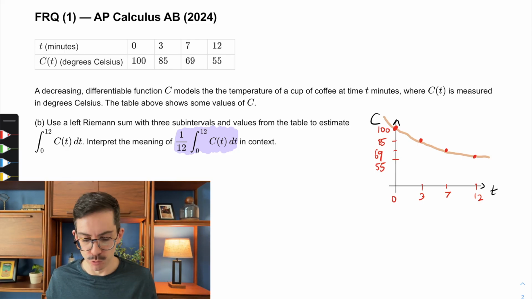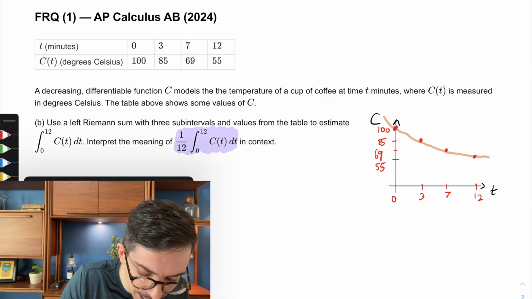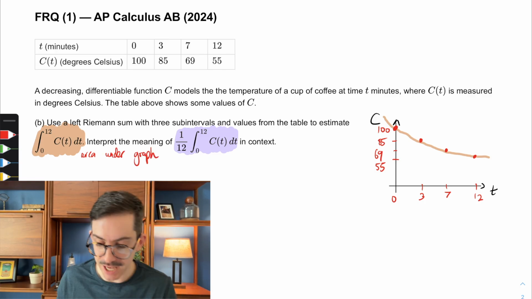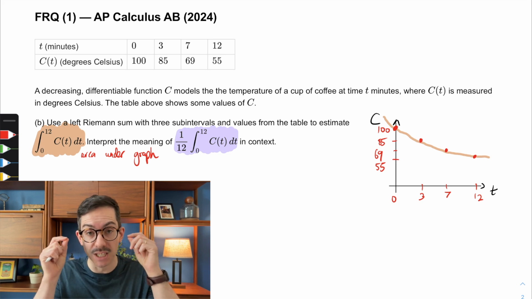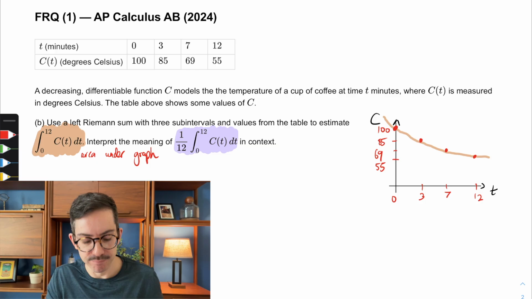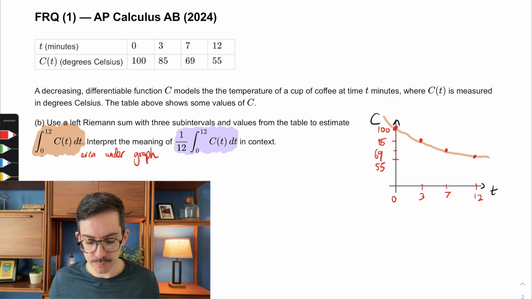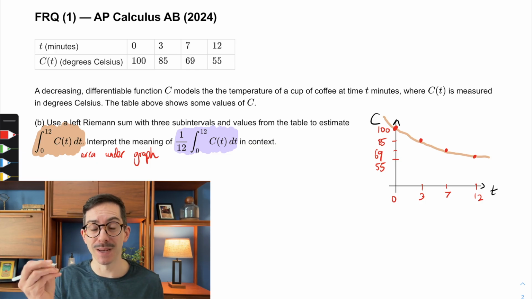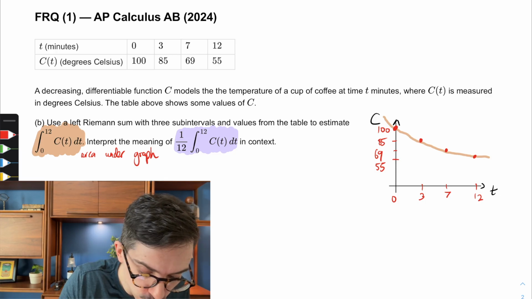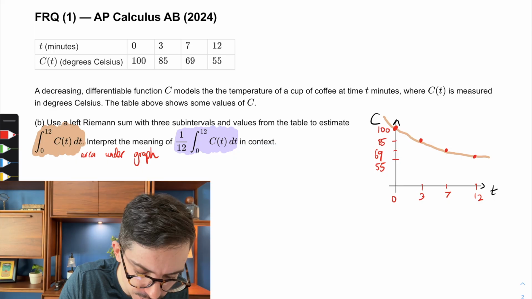Okay, who knows? The important thing is, I know this definite integral is trying to calculate the area under this graph. That is by definition what the definite integral equals, between t equals 0 and t equals 12. So a Riemann sum is just going to approximate that area using rectangles. It's that simple. Okay, so let's draw out these rectangles.